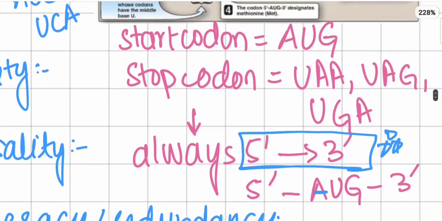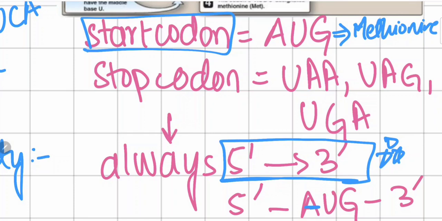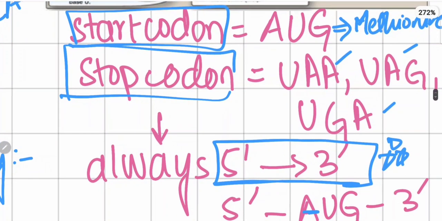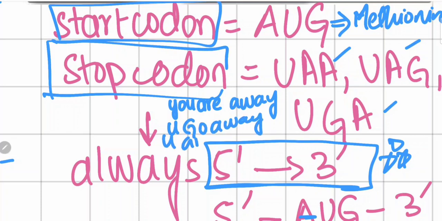Some codons that you need to remember are the start codon, AUG, which always codes for methionine. And there are certain stop codons. There are 3 stop codons: UAA, UAG, and UGA. To remember these, use the mnemonic: you are away, you go away, you are going. Stop codons basically mean that when this triplet is read by the transfer RNA, it will stop there. It won't translate into protein.